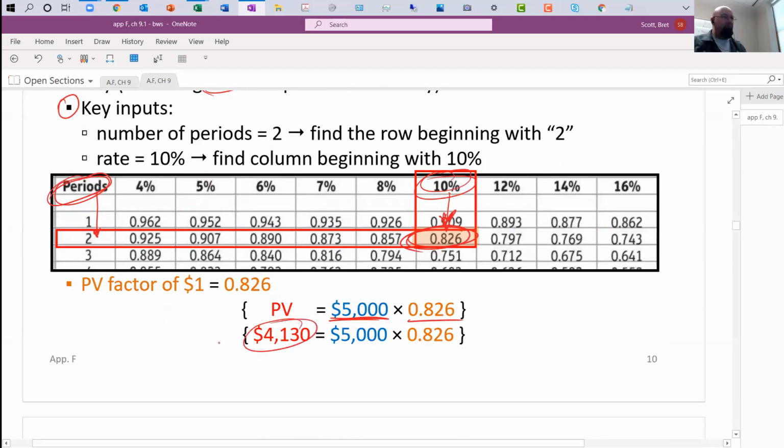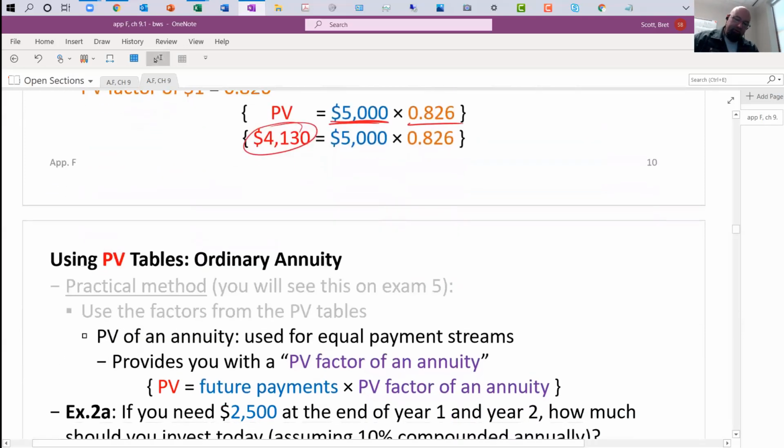The present value of a single amount received 2 years from now is worth $4,130. That's pretty nice, and that's what we have agreed upon in the accounting, among the accounting faculties. We don't need to give exam questions about formulas. We just need to make sure they know how to use tables.